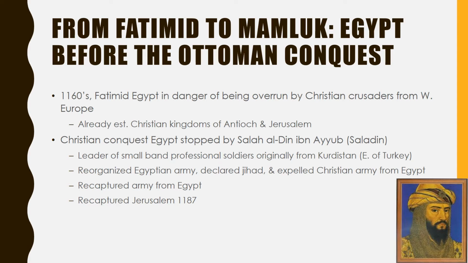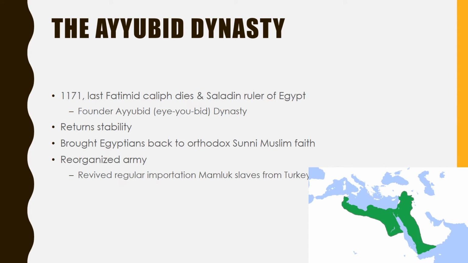He reorganized the Egyptian army, declared a jihad, and expelled the Christian army from Egypt. Not only did he recapture Egypt, not only did he drive the Christian armies out of Egypt, he actually recaptured Jerusalem in 1187. By 1171, the last Fatimid caliph had died, and Saladin himself becomes ruler of Egypt, and he founded the Ayyubid dynasty. And if you look over to the right, you can see the extent of that dynasty. It's not only Egypt, but also going into the Middle East as well.